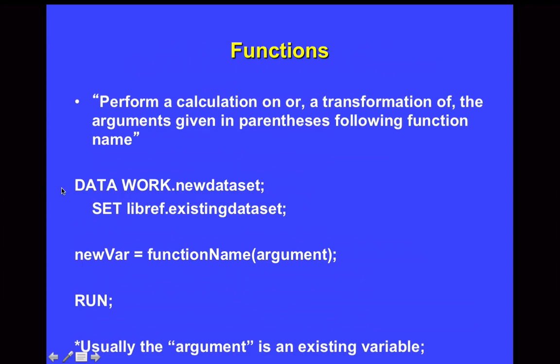So again, here we're working in this generic example where we're creating a new output SAS data set. It's temporary, it's named new data set. We're starting from a permanent SAS data set in the LibRef library named existing data set. And the syntax again starts by naming the new variable on the left-hand side of an equals sign. Specify your equals. Then you give the function name and in parentheses some arguments, semicolon. And that will run your function.